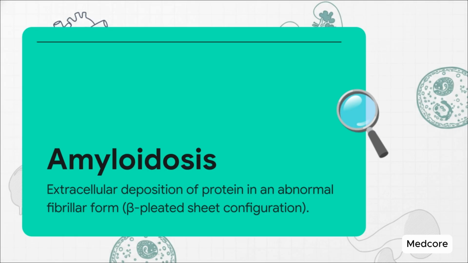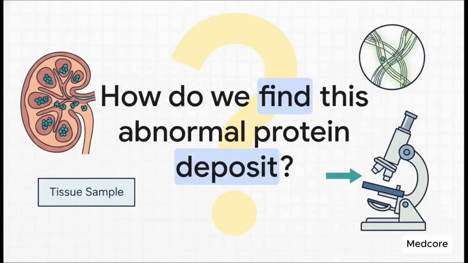And these blocks start piling up outside the cells, that's the extracellular part, just gumming up the works, putting pressure on everything, and eventually causing cells to give up and die. Okay, so this raises a pretty big question, right? We've got this microscopic junk building up in the tissues, but you can't see it with the naked eye. So how in the world do we actually find it and prove that it's there?